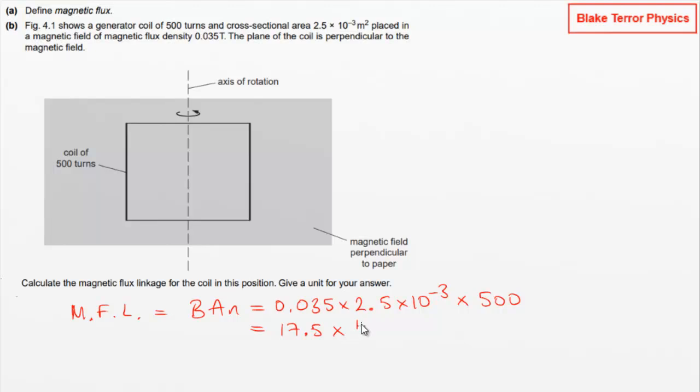So let's change that 2.5 into 10 over 4. That'll make things a lot easier. So 175 over 4 is going to be 43 and 3/4. And then we need to, well, knock one of the 10s off. 4.375, 43 and 3/4, times 10 to the minus 2, 4.4 times 10 to the minus 2 Weber or Weber turns, whatever you fancy. You can use either. Right, there's got to be more to this question, and there is.